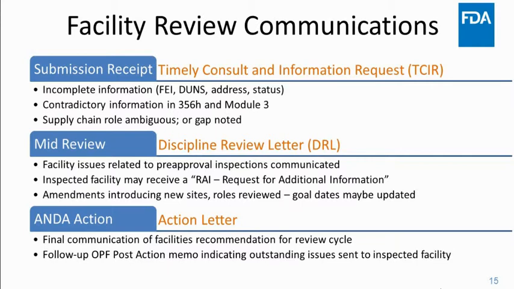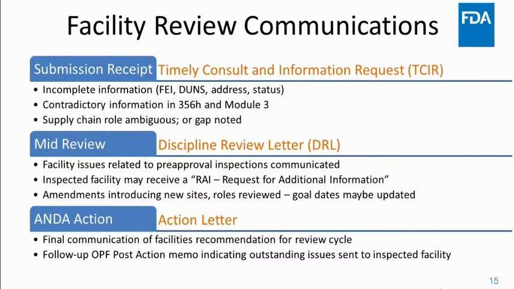Another check-in point is around the mid-cycle review or the mid-review time frame. This goes out within the discipline review letter. For example, if the facility had a pre-approval inspection and there were issues noted, the sponsor may get a communication as part of the DRL that says there are issues around facilities, and please be informed and really communicate to have this addressed. There may be requests for information going out to the inspected facility, and this goes out in the form of an RAI. And so you as a sponsor would really want to be in tune with the inspected facility to facilitate appropriate responses to these requests for additional information.